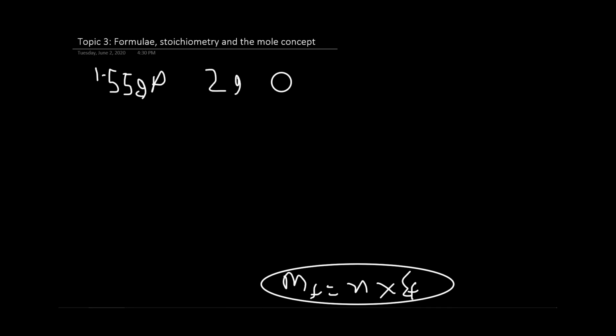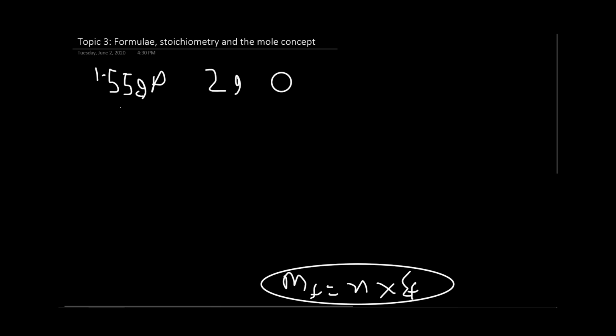You're not provided with an actual molecular formula of this compound. You're just provided with this data: there's 1.55 gram of phosphorus and 2 grams of oxygen. Using this data, you're required to deduce your empirical formula. I'll finish it up quickly and then move on to explanations in the next tutorial.